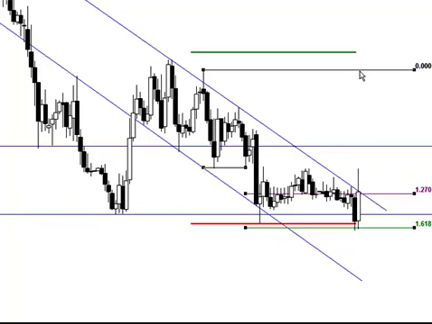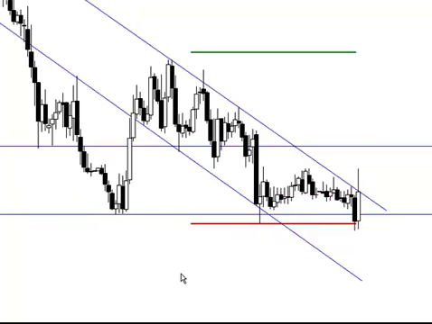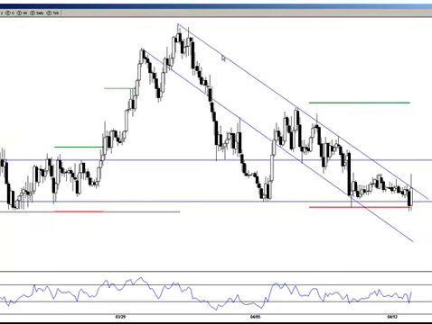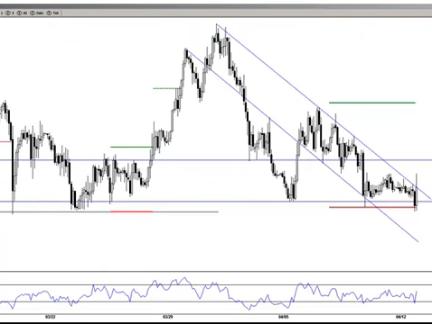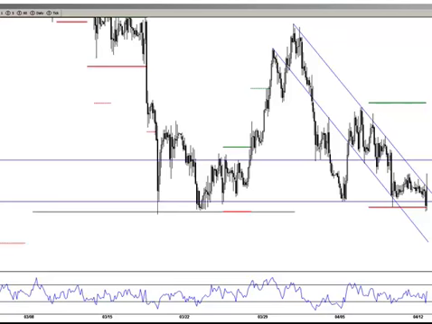Now the question becomes, why the 1618? Why did we end up pulling back there? Well, if I look left, and I'll consolidate the chart out, these are all things that you can use in your trading in order to build strength of signal.